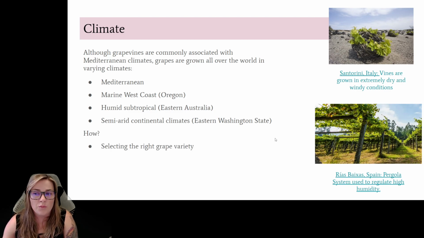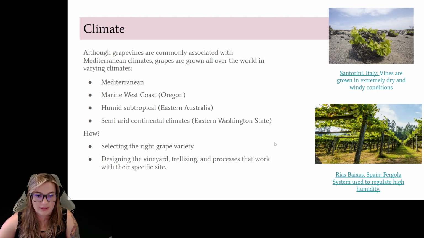Well, one is you have to select the right grape variety for that climate, right? We can't grow everything across the board in all those completely different regions. You have to select the right variety. Sometimes it's a hybrid, sometimes it's part European and part American varieties that are hybridized together. American varieties are typically much more cold hardy and can deal with humidity a lot better than European ones, right? So that's a whole situation there.